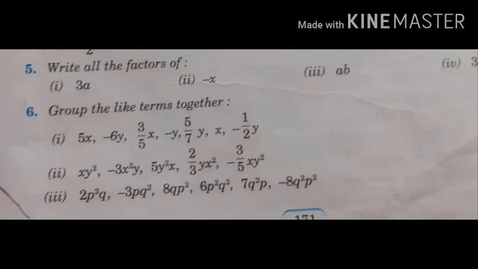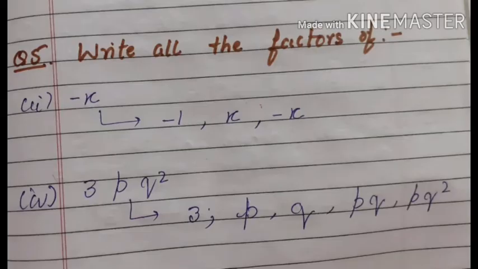Now if I have minus x, which is the second part, can you see minus 1 when multiplied by x gives minus x. So minus 1, x, or minus x, all three are the factors of minus x. And in 3pq square, which is the fourth part, 3 is one of the factors, then p, then pq, then pq square. So these are the factors of your 3pq square.